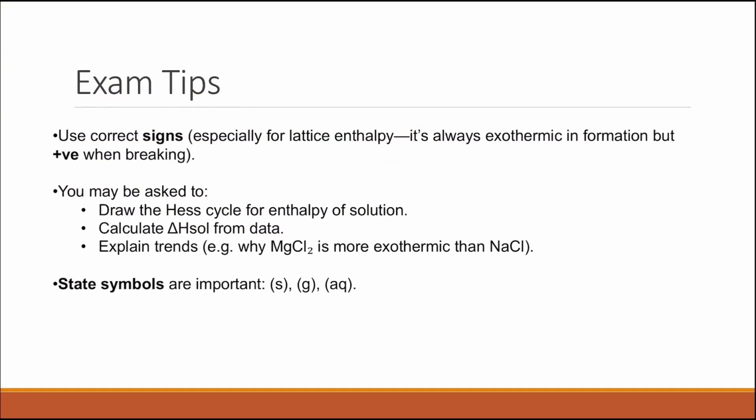Some exam tips for this: please use the correct sign, especially for the lattice enthalpy. Lattice enthalpy of formation is always exothermic, but it's positive when we are talking about breaking or dissociation. So take note of which one, and when you construct the Hess cycle, just put the arrow in the direction of formation or in the direction of dissociation, based on what they provide you with in the exam, to determine the two routes.